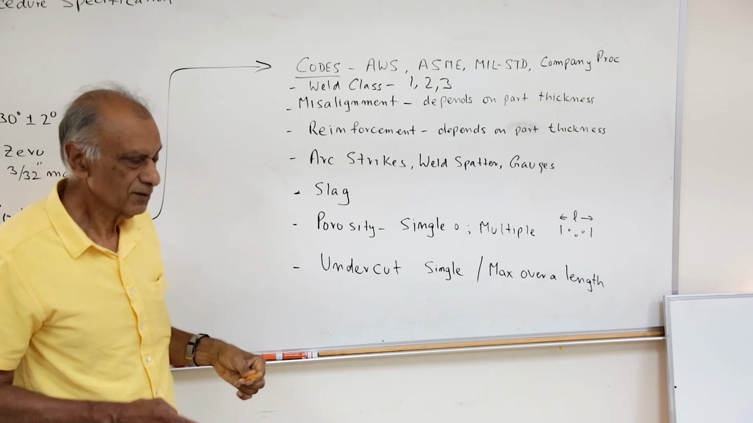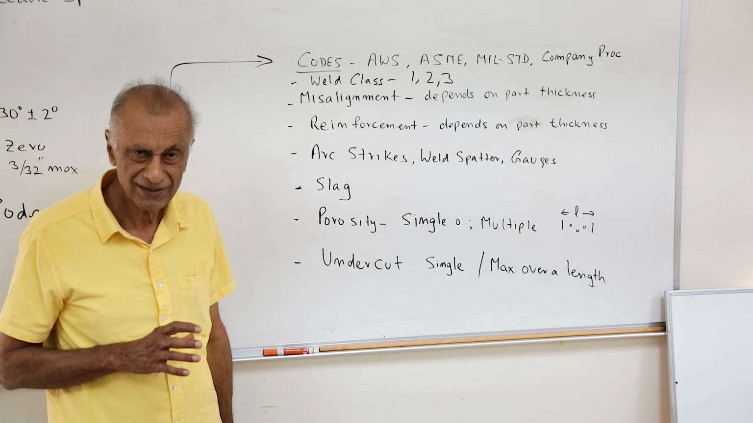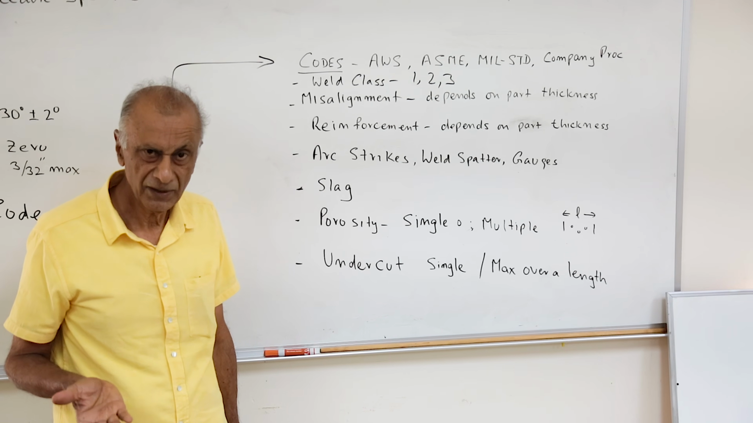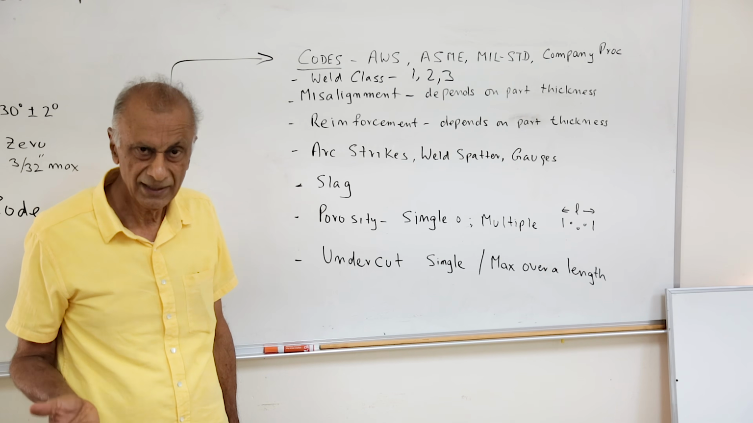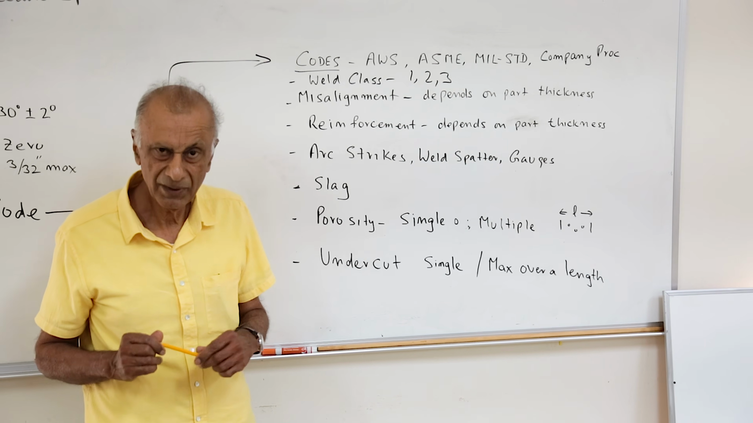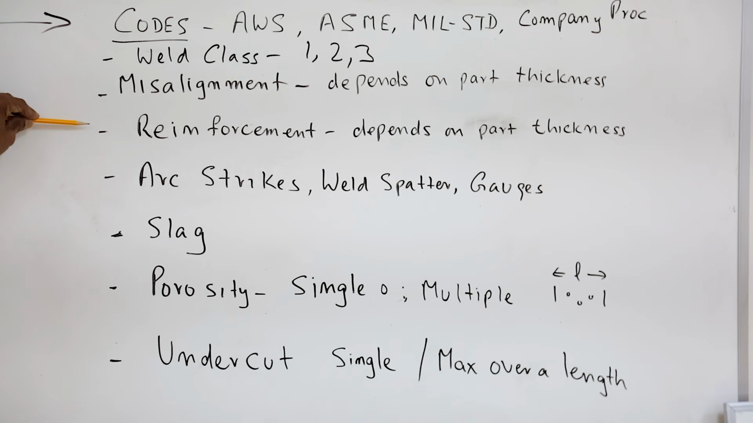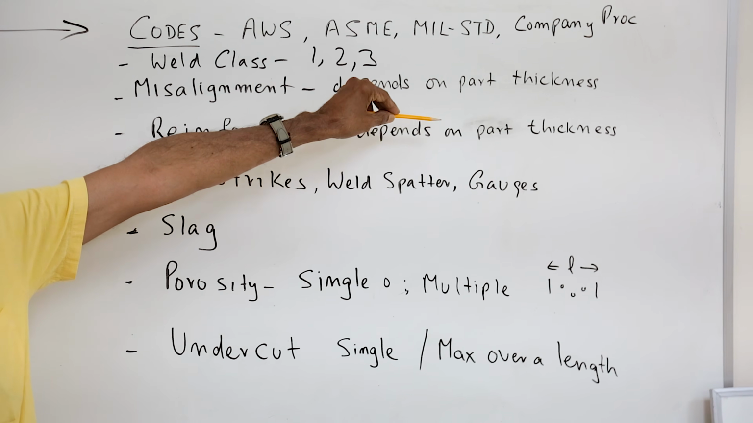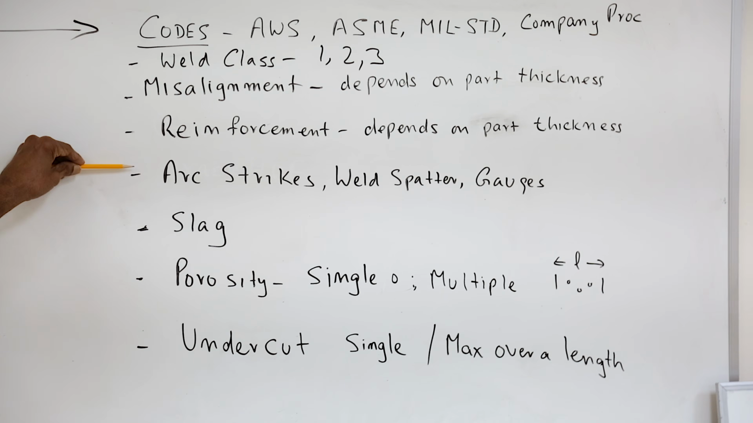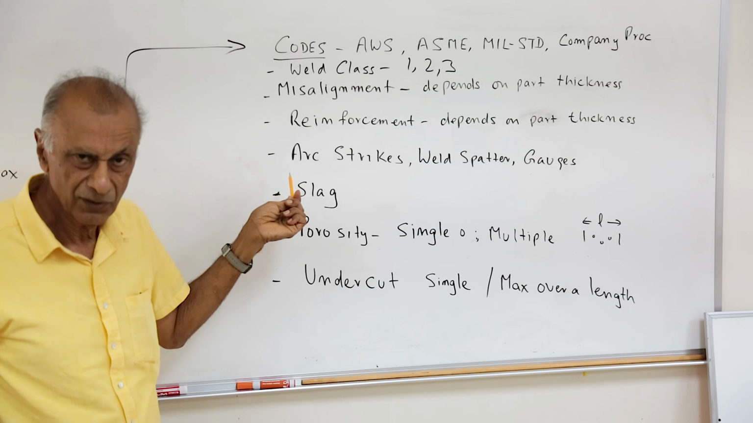And this misalignment in the code, since this is generic, is going to depend on the thickness of the part. So for quarter inch, it will have like so much misalignment allowed, 25%. For half inch, for 1 inch, it will be different numbers. So you have to go to the table and find out how much misalignment is allowed for the part I'm inspecting. Then again, reinforcement will also depend on the part thickness. Obviously, the more the thickness, the more reinforcement will be allowed, maximum reinforcement. And then arc strikes, weld spatter, gouges, it will have all the acceptance criteria for all of them.